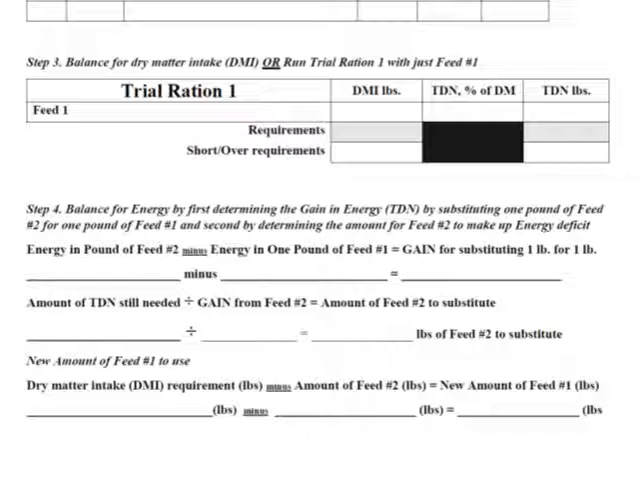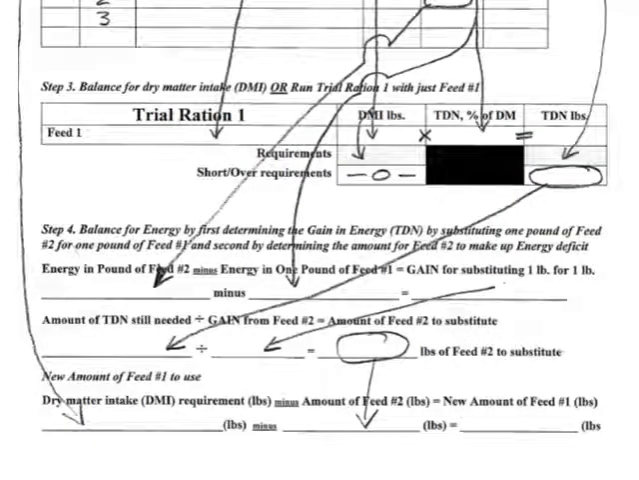To figure out what our feed 1 use is, we take our dry matter intake requirement, subtract the amount of feed 2 we've just figured out, and then we have our new pounds of feed 1. So this is as far as we got in the last lab. Our cheat sheet tells us how to move this information down.